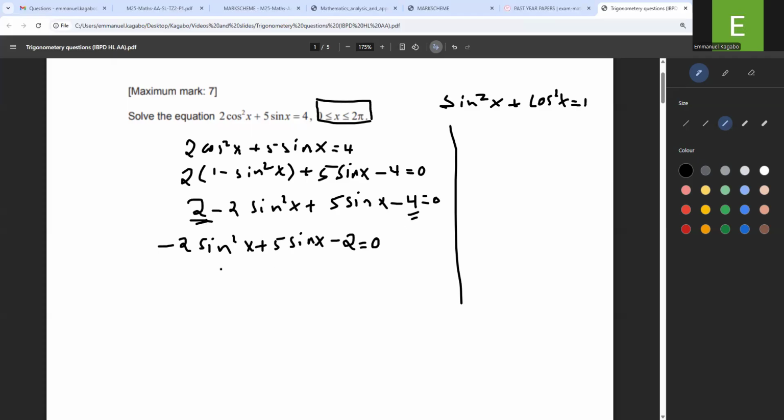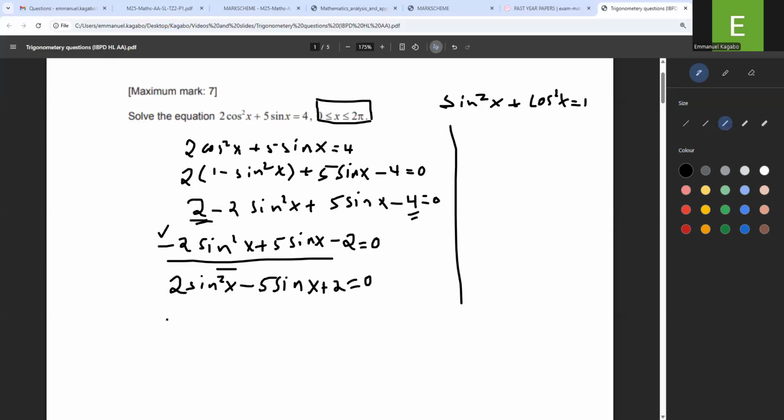Fast forward. Now I can divide everything here by negative 1. Why? To get rid of this negative here. So I'll get 2 sine squared x minus 5 sine x plus 2 equal to 0, right?